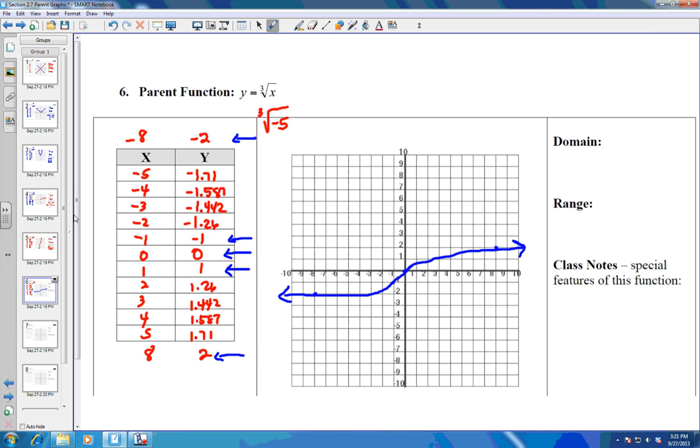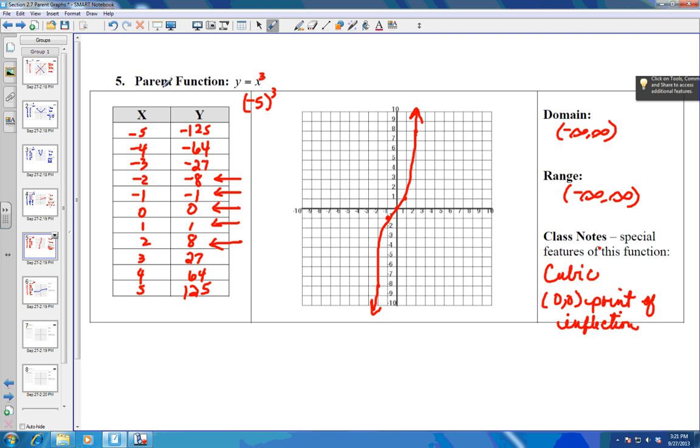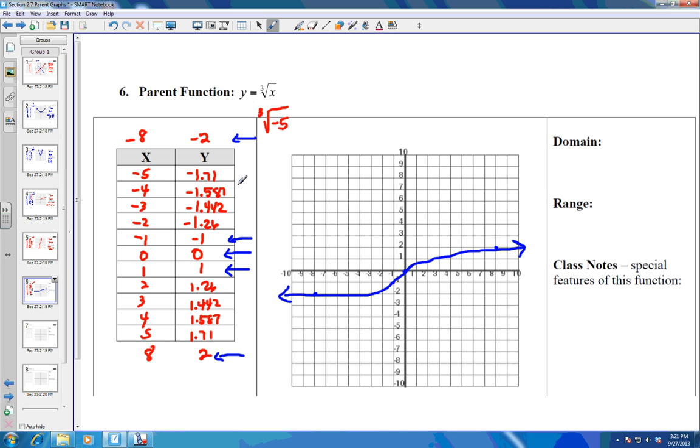Okay, so doesn't this look familiar? This looks a lot like my S-curve, which is this one right here, but it's flipped over on its side. And that makes sense. This is x cubed. This one is the cubed root of x. Okay, so my domain, -infinity to infinity. My range, -infinity to infinity. Okay, class notes, this is the cubed root function. And that's about it on that one.